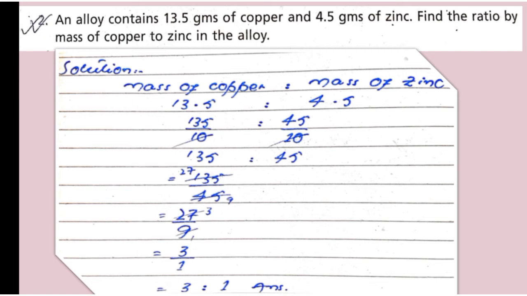This can be cancelled out by the table of 5. 5 9s are 45, 5 2s are 10, the remaining is 3, which goes with 5, and it becomes 35. Now 5 7s are 35. Now we have 27 upon 9, which we can cancel by the table of 3. 9 1s are 9, 9 3s are 27, and we are left with 3 upon 1, which we can write as 3 is to 1.